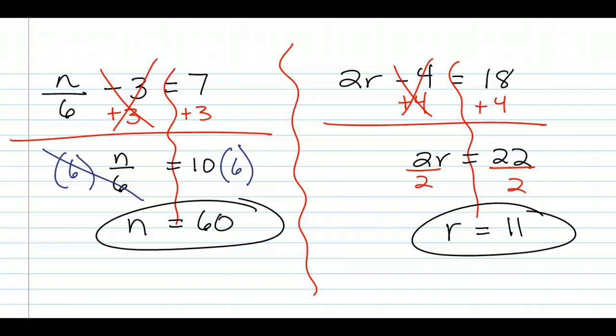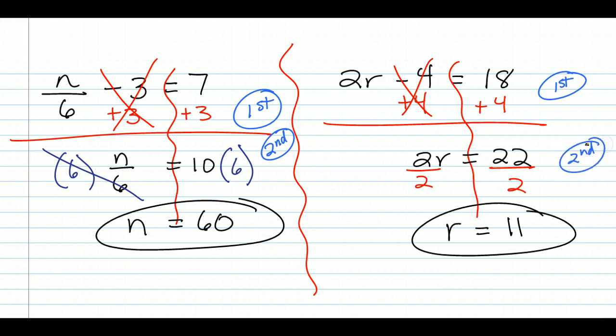All right, look over the steps. This here, the first step. How'd you do on the first step? And then this was the second step. Did you get n equals 60? Over here, here is our first step, adding 4 to both sides. And then our second step, which was to divide both sides by 2. Did you get that? All right. So those are 2-step equations.